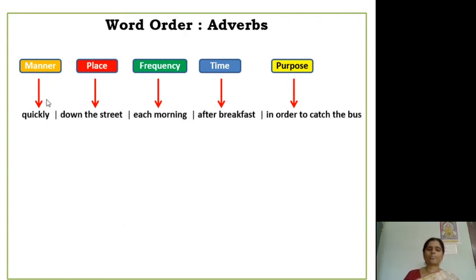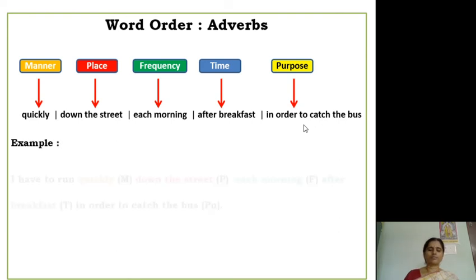Manner means how, quickly. Quickly is an example of an adverb of manner. Place, down the street. This is an example of an adverb of place. Frequency, how often things happen, like each morning. Time, after breakfast. The adverbs which refer to a time element are called adverbs of time. And purpose. Sometimes we add adverbs of purpose also in a sentence. The example is in order to catch the bus.